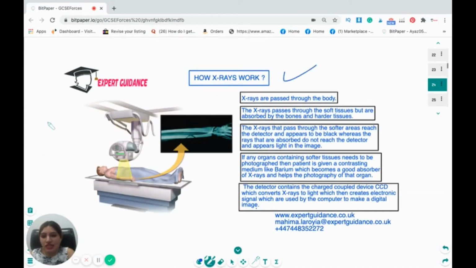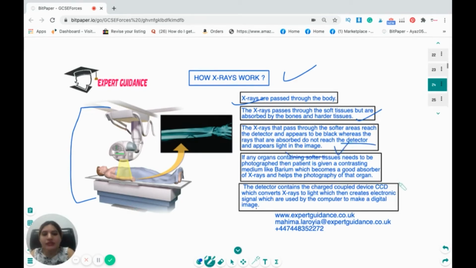Now, how does an X-ray work? So you can see this is an X-ray machine. The X-rays are passed through the body. The X-rays pass through the soft tissues but are absorbed by the bones and the harder tissues. The X-rays that pass through the softer area reach the detector and appear black, whereas the rays that are absorbed do not reach the detector and appear light in the image.